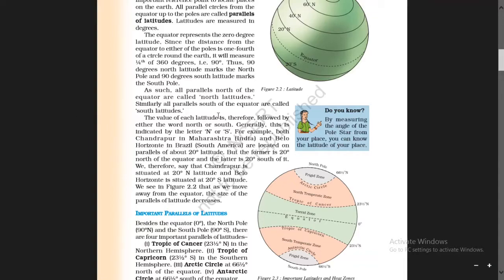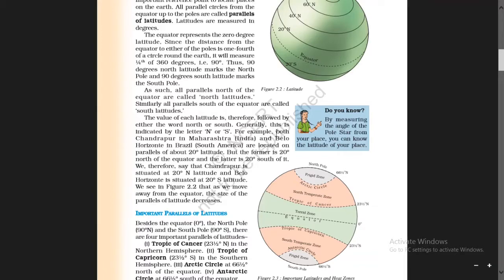The value of each latitude is therefore followed by either the word north or south. Here it is clear that it is followed by either the word north or south. So N means north and S means south. Generally, this is indicated by the letter N or S.